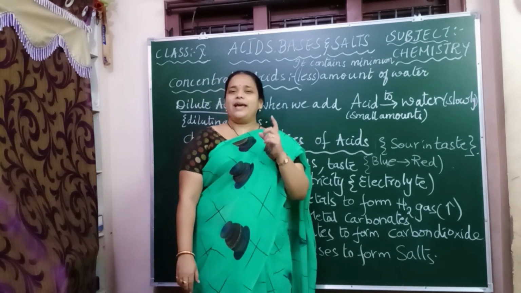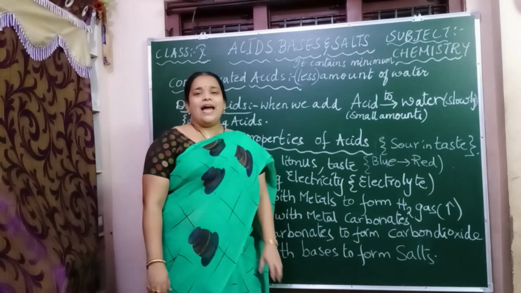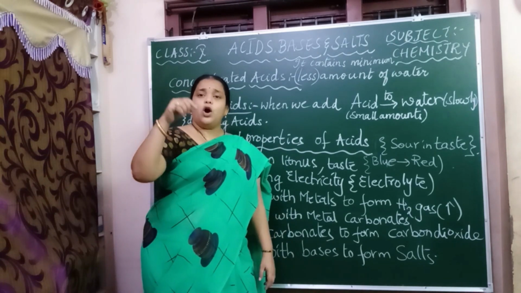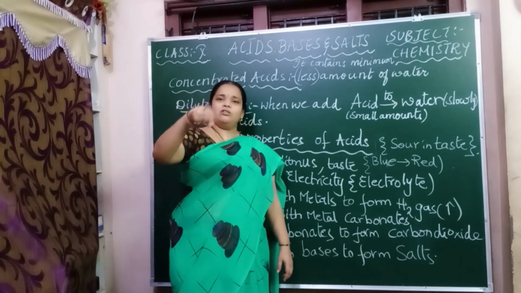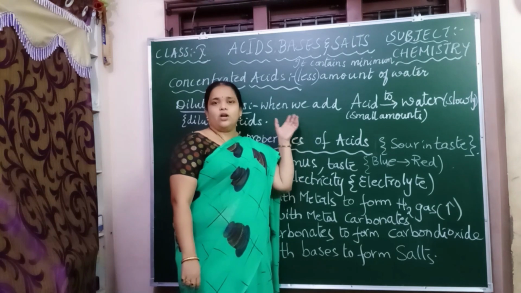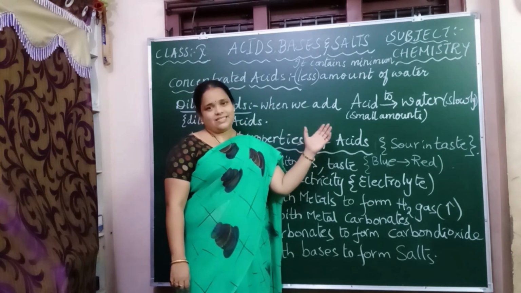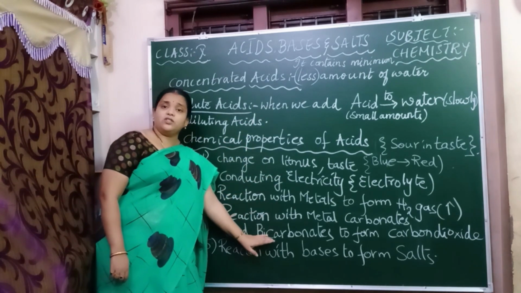Let us perform an activity. Take a glass jar, take 10 ml of water and add a small amount of concentrated acid drop by drop and stir it continuously with a glass rod. This is how we make concentrated acids into dilute acids. Now let us see what the different chemical properties of acids are.